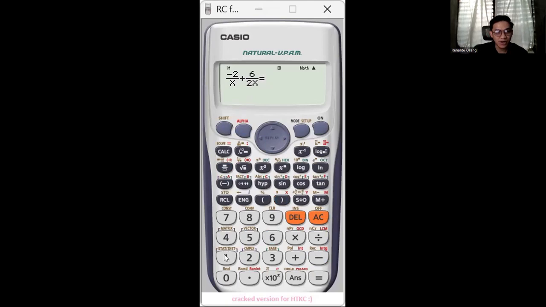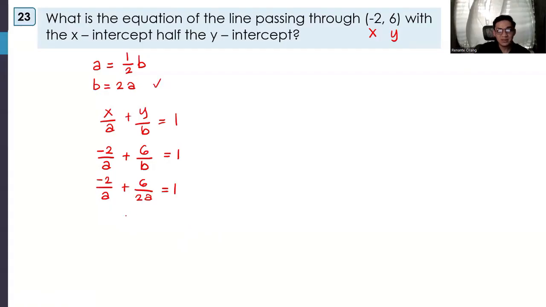It's equivalent to 1. So, shift, then solve, and equals. So, as you can see, yung ating a is 1. Sulat natin, class. a is equivalent to 1. So, therefore, b is equivalent to 2a. So, 1 multiplied by 2 is 2. And let's substitute this one to our formula kanina.